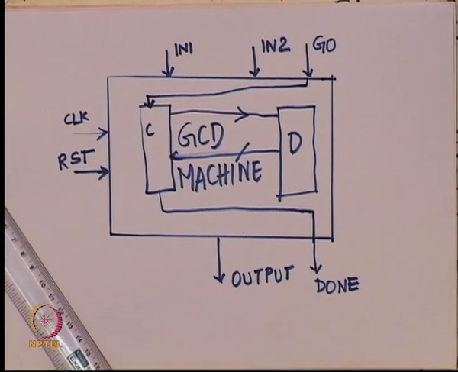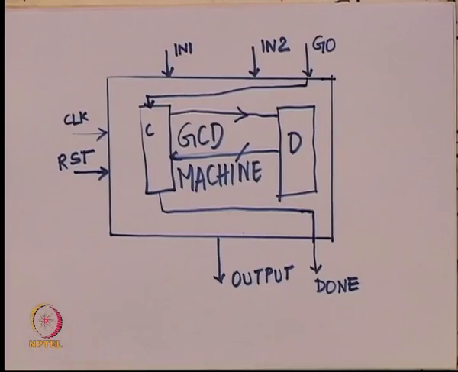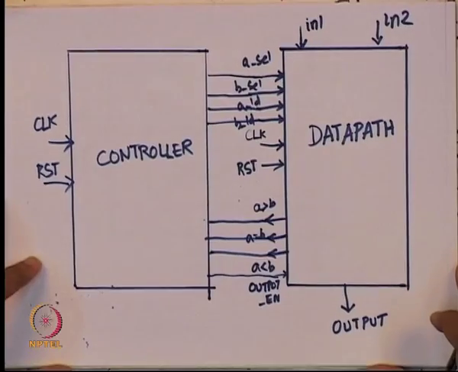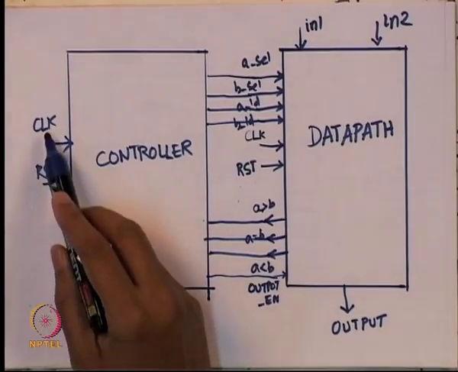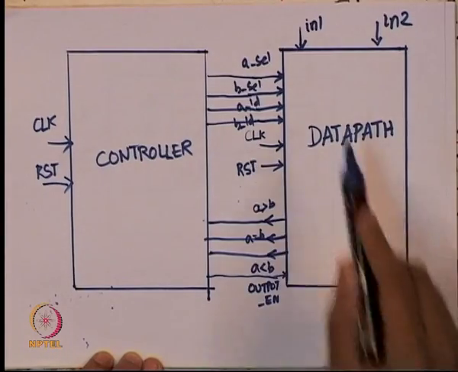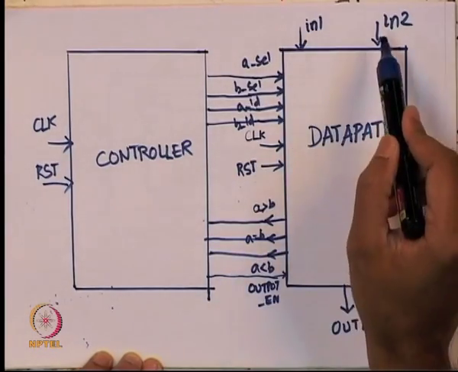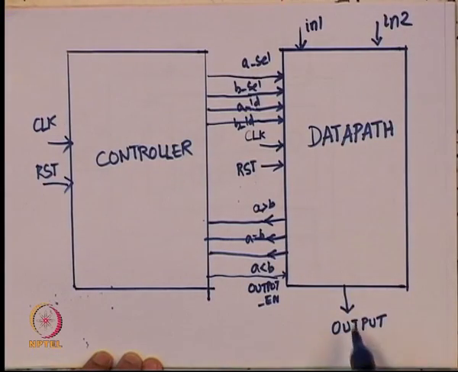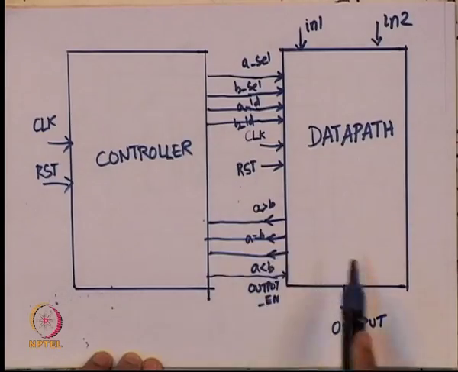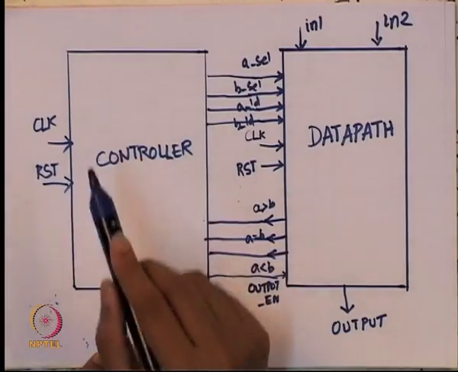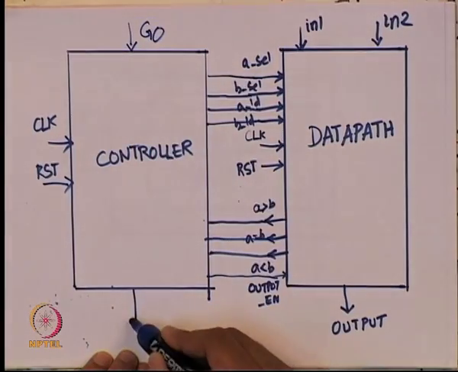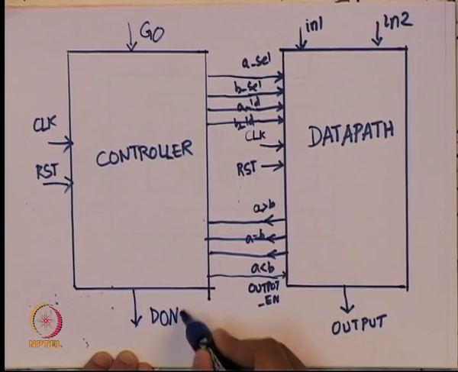So, now let us look at this whole circuit. What we had was this circuit, right. The controller will take the clock and reset, and the data path will also take the same clock and reset. I showed input 1 and input 2 coming into the data path, output is going to come from a register, and there are several lines going back and forth. To this circuit I have added go as an input and done as an output.